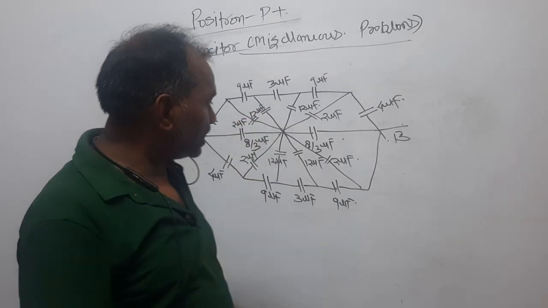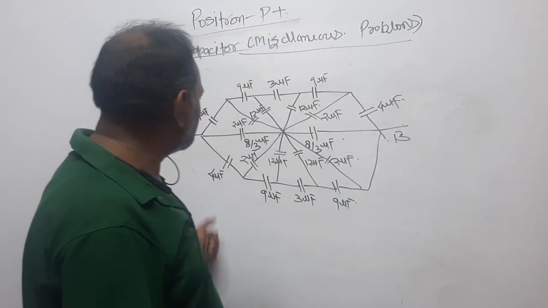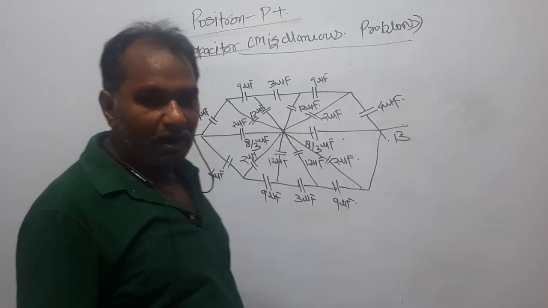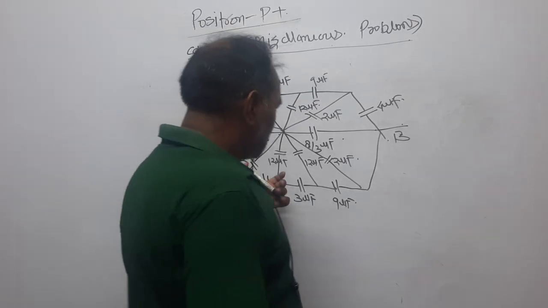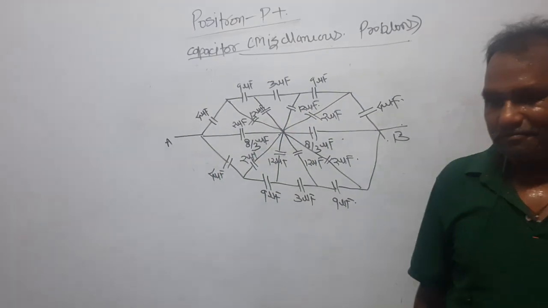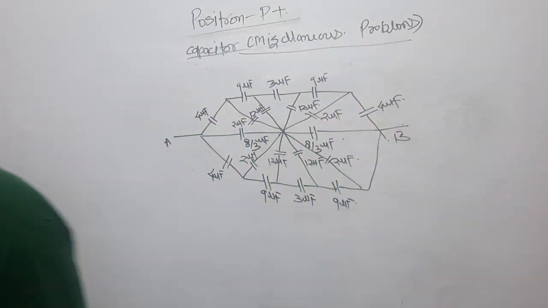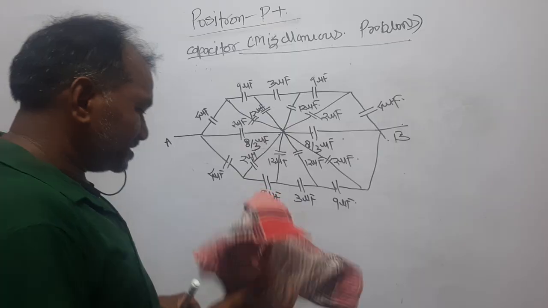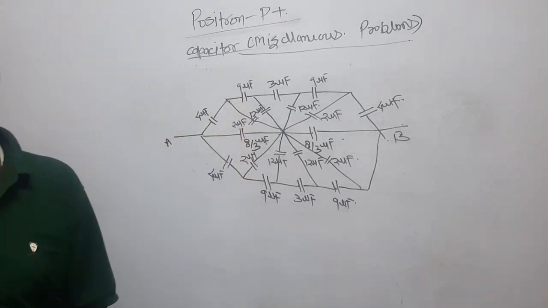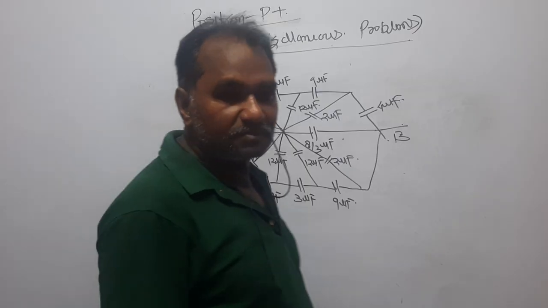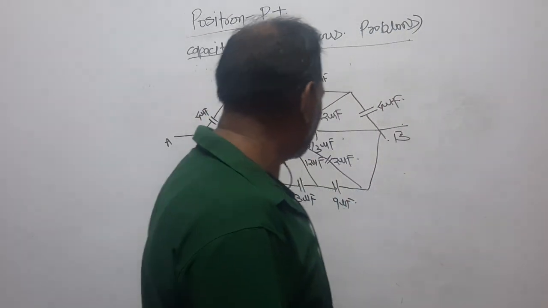Dear students, there are some capacitors given in this circuit, right? I have taken it from some book. It might look like a complex circuit, but it is not. If you are smart, then you can solve such a problem in just seconds.